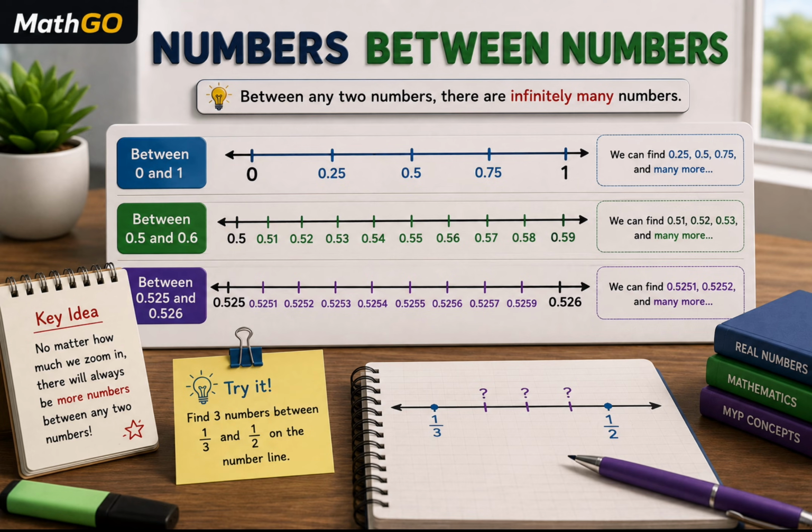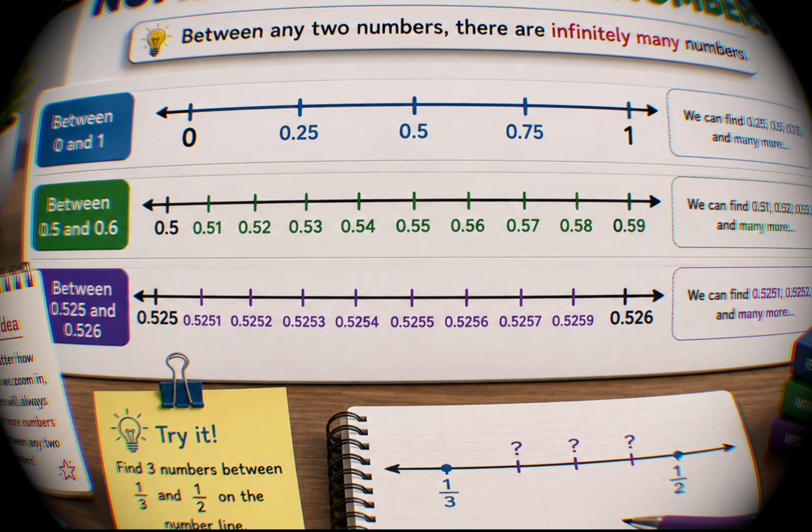Look at the numbers 0 and 1. How many numbers are between them? You might immediately say 0.5. It's correct, but is 0.5 the only one? Of course not. We could have 0.25, 0.75, 0.1, 0.35, 0.625, and many, many more.